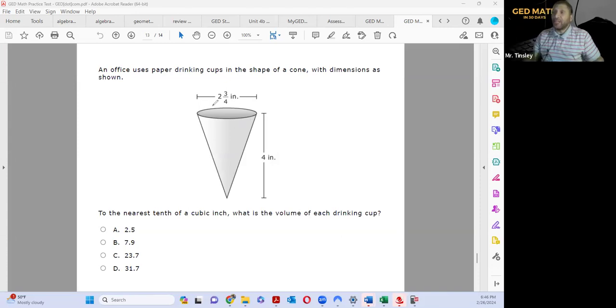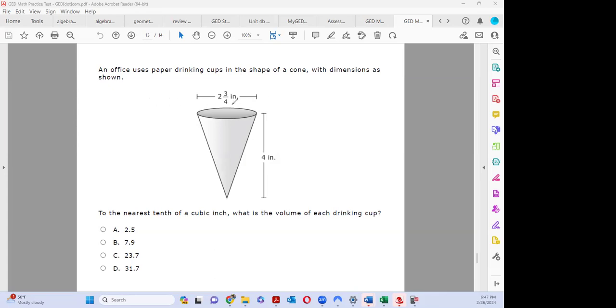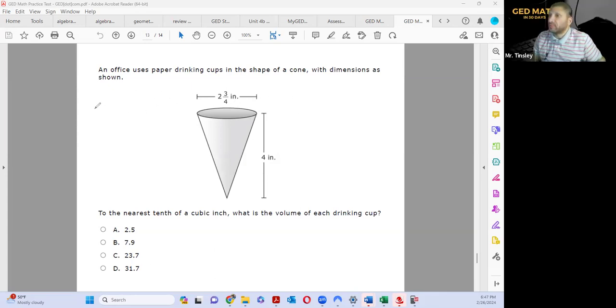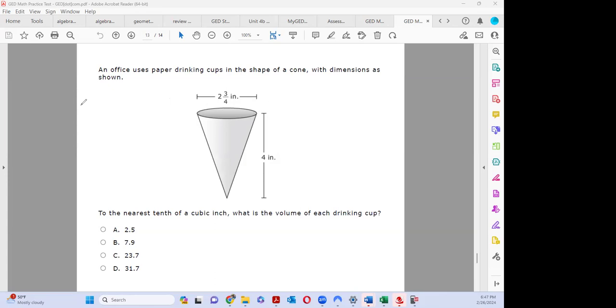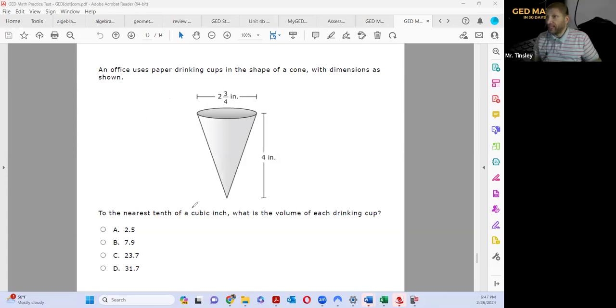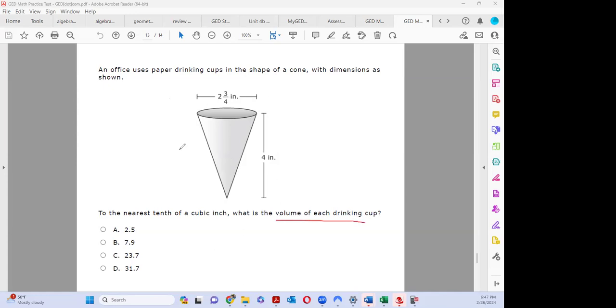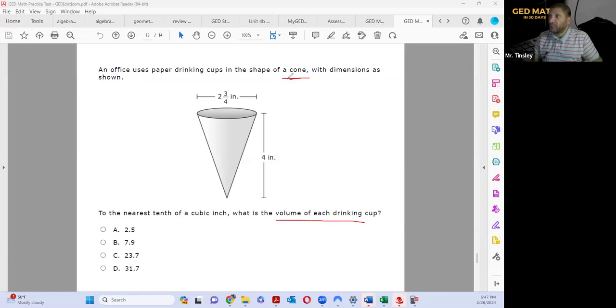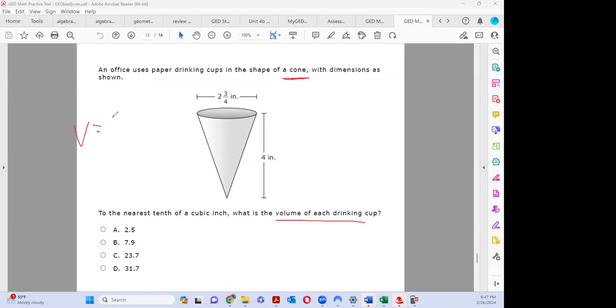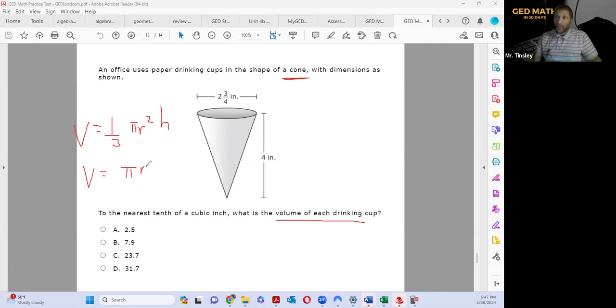But watch this. Does anybody know the formula to find the volume of a cone? Go to your formula sheet. It says, what is the volume of the cone? Volume equals 1/3 the area of the base times the height, or pi r squared h over 3.